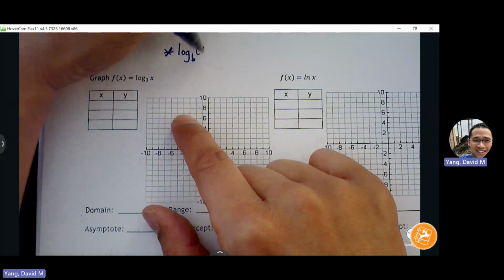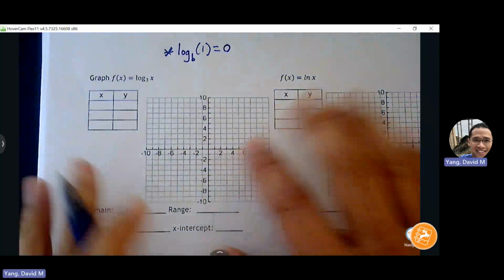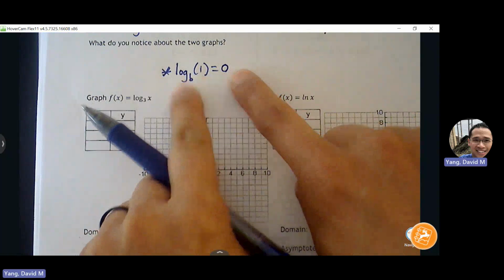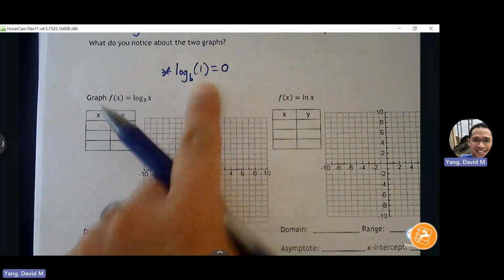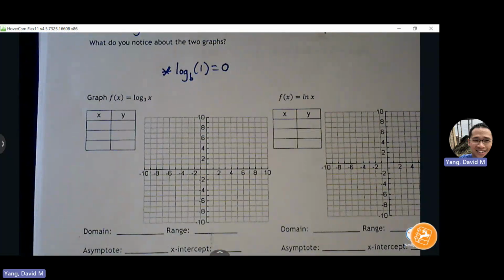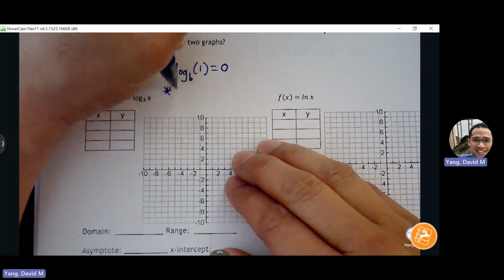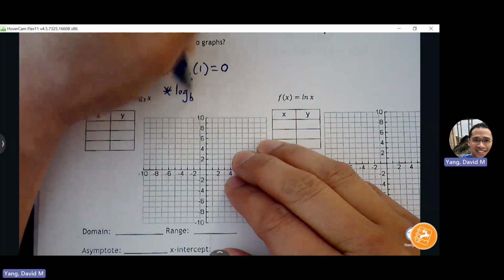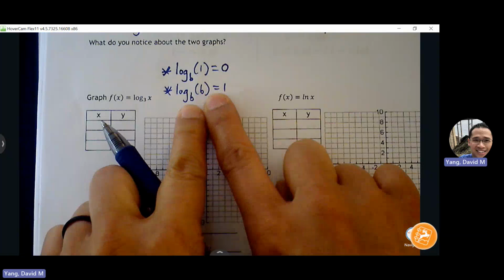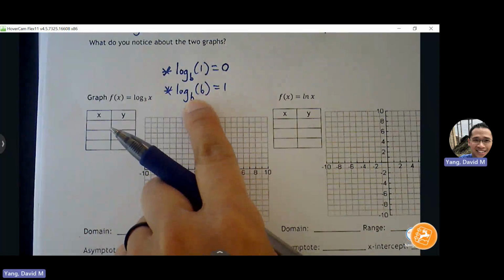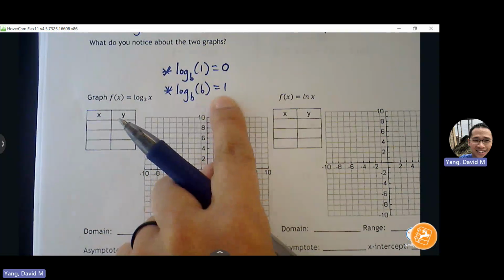Log base b of 1 is always equal to 0. This makes sense, right? b to the 0 is equal to 1. So if I can get the parentheses to show me 1, log of 1 is always equal to 0. The other nice property we're going to take advantage of is this. If I have log base b of b, it's always equal to 1. If I can get the base and the value to match, it doesn't matter what that base is, I can just say that's equal to 1.